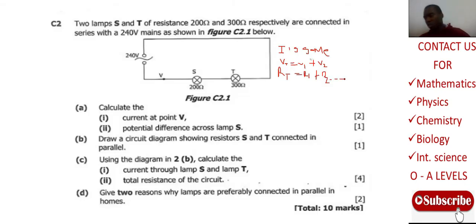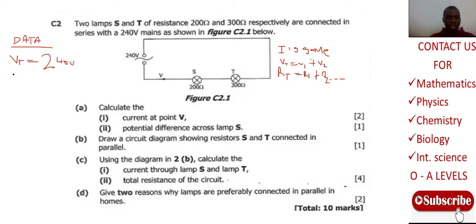So these are the main rules that I thought people should know about, and they are important that you know them before you can start the calculations. So the first one, they are saying calculate the current at the point V. The first thing that you're supposed to do here, of course, is collect your data. So data, we have the Vt, the total voltage, given as 240 volts.